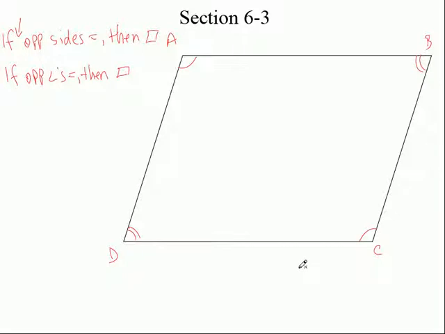What do you think, Ben? Tell me. Line segments A, B, and D, C. Okay, they're parallel. What else? They're congruent, right? They're equal to each other, right? What else could you say?